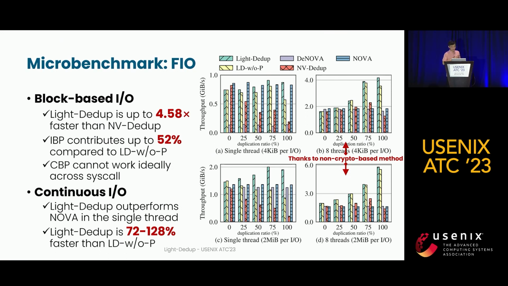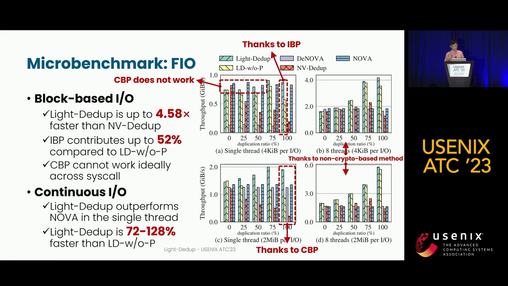Under single thread, for block-based I/O, Light-Dedup is much faster than NVDedup, and IBP contributes up to more than 15% to Light-Dedup. However, CBP cannot work ideally across syscalls. We believe this is because the CPU load queue is flushed during the context switch. For continuous I/O, Light-Dedup outperforms Nova, and thanks to CBP, Light-Dedup achieves up to 128% faster than Light-Dedup without prefetch.